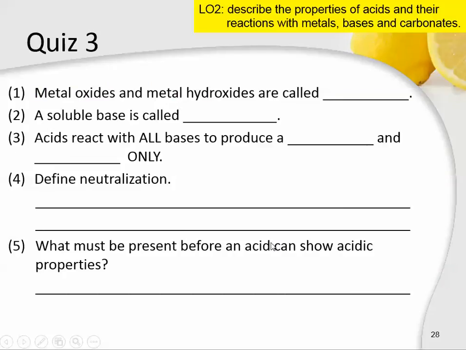Now let's pause for a moment and try these questions to see whether you understand the lesson learning objective 2.